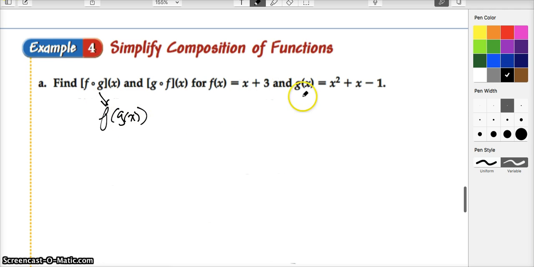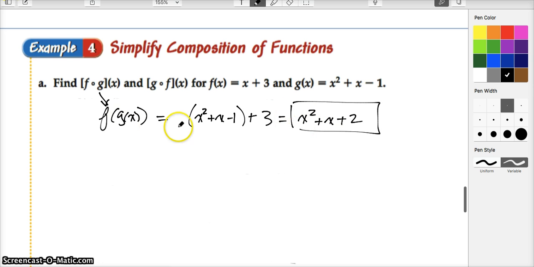So the first thing I do is I'm going to take the g of x function and plug it in for the f of x function, which gives us our framework. So g of x is shoved in here, and so we get x squared plus x minus 1, that's g of x, plus 3, because g of x is plugged in for the x. And then if I simplify that, I get x squared plus x plus 2. And that's my composition f of g of x.